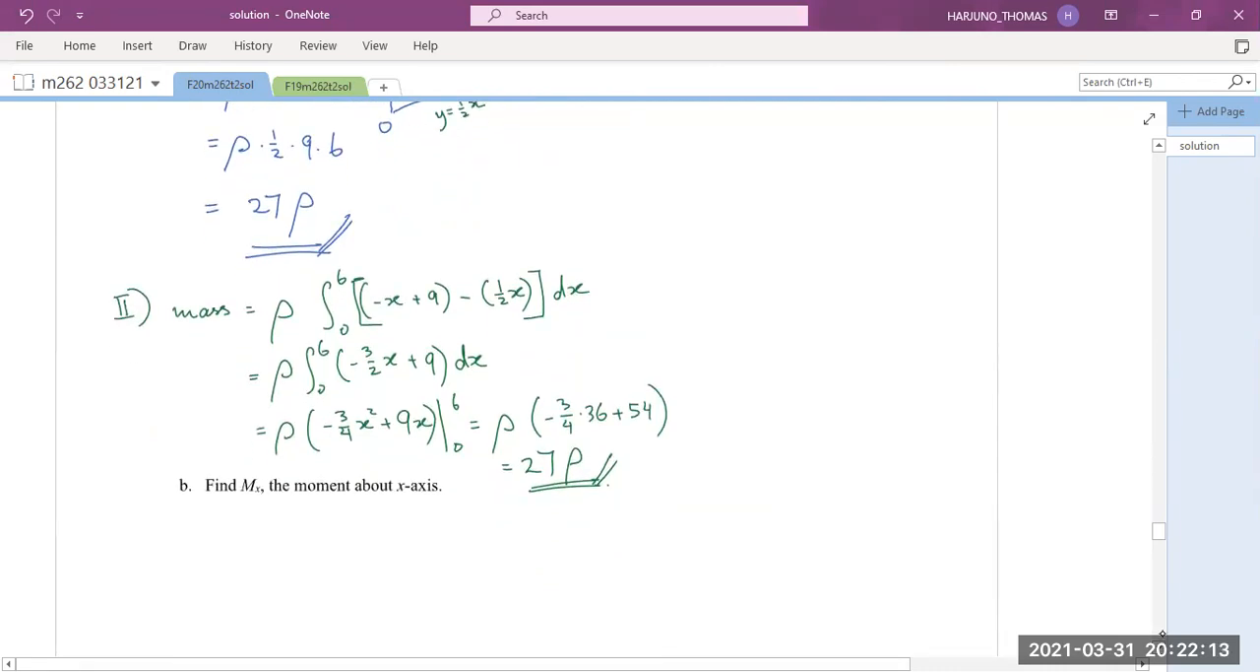Find the moment about the x-axis. This actually can be done in two different methods. I'll show you both methods. The first one, the standard way, is rho times the integral from 0 to 6 of 1/2 the top function squared minus the bottom function squared. That's the setup.